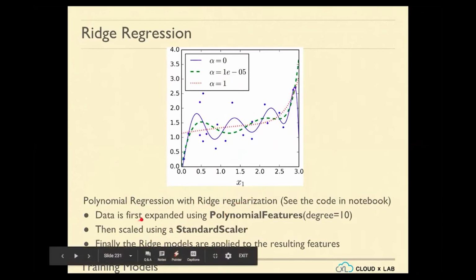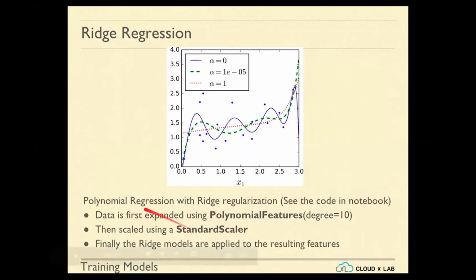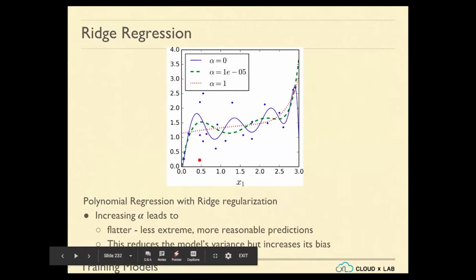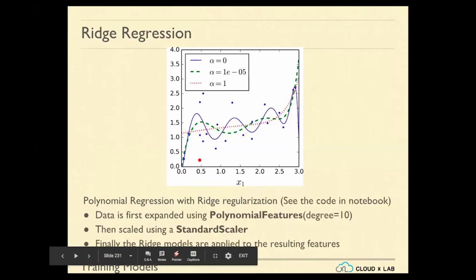Right, so data is first expanded using the polynomial degree, so that we have added more and more columns, and then we did scaling, and finally the ridge models are applied in this. So what is your observation? What is your observation, anybody?